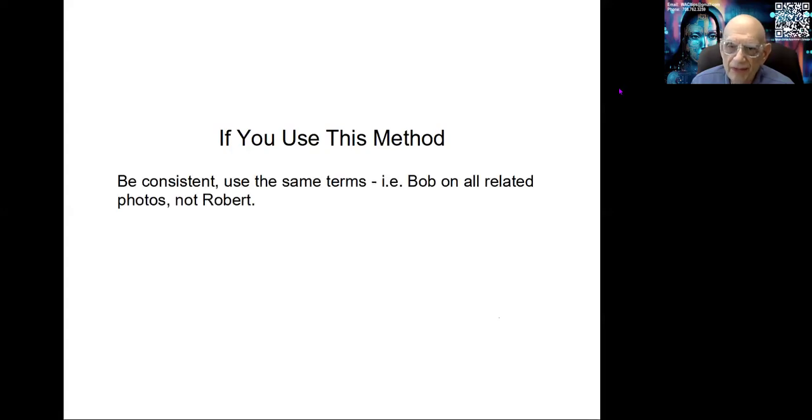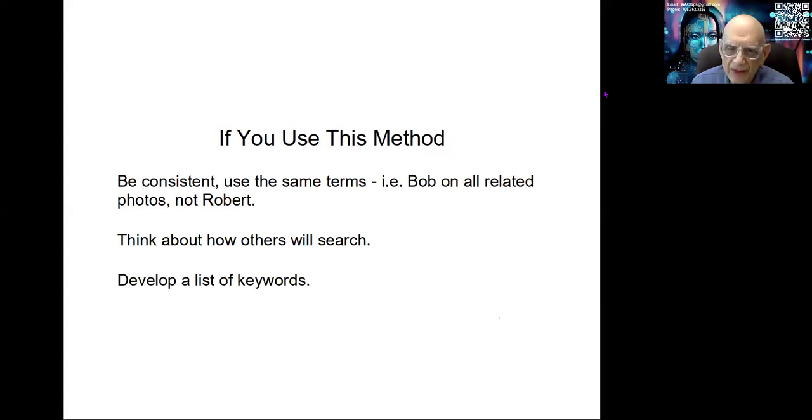But if you do use this method, I'm going to caution you, you should be consistent. In other words, if you're referring to somebody named Bob, don't change it to Robert, because if you search for Bob, the Robert will not come up. Give some thought as to how other people might search for things. And I would say develop a list of keywords like birthdays or years or names, certain things, so that you can categorize. You can also use multiple ones on individual photos.